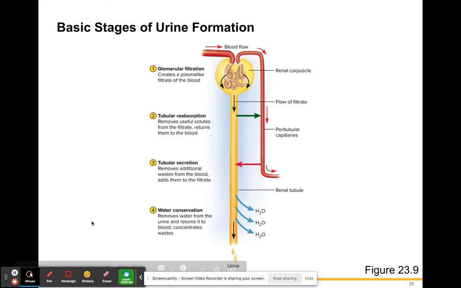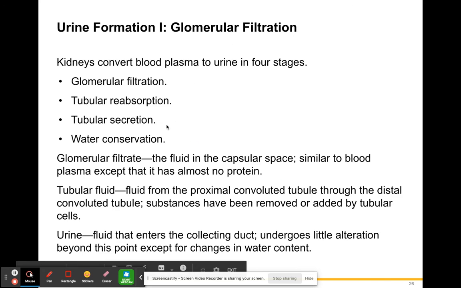So now we're going to go through each one of these steps individually and take a look at how this is done. Okay. So we just went through those 4 steps. So number 1, the glomerular filtrate, just to understand what that is, it's the fluid in the capsular space between the glomerulus and the Bowman's capsule.